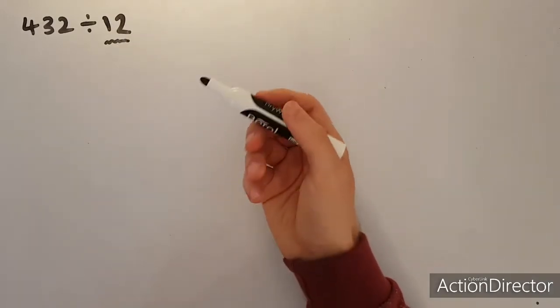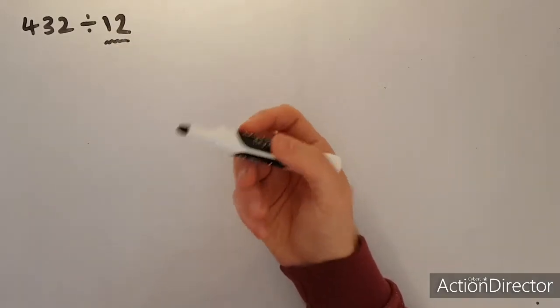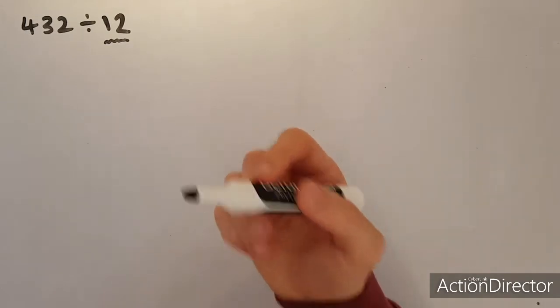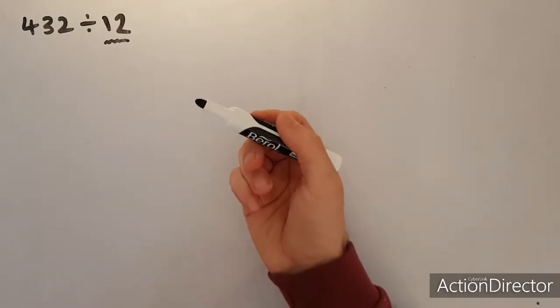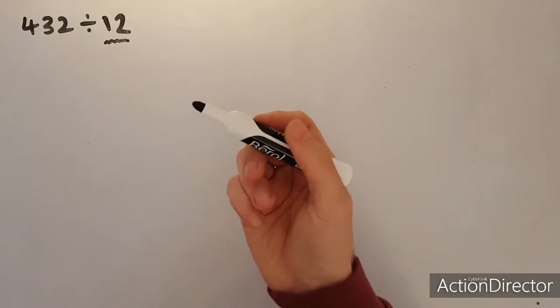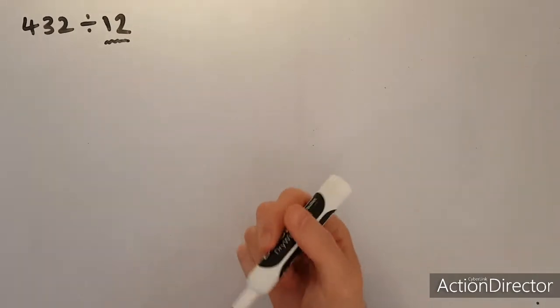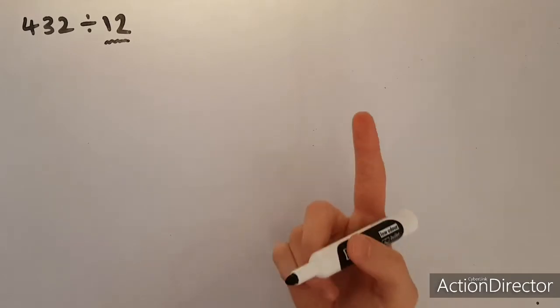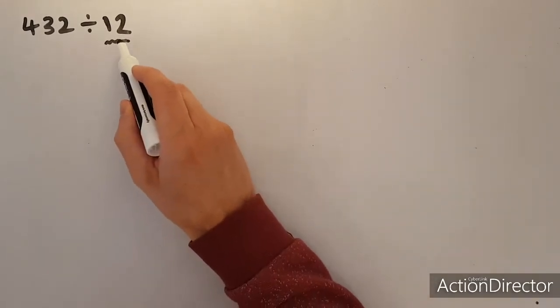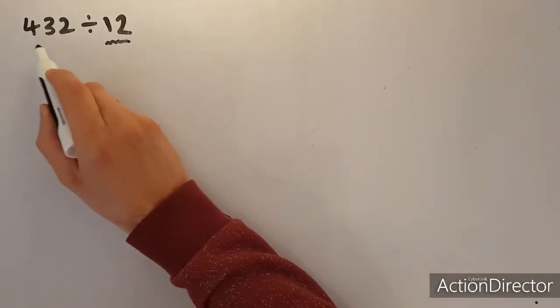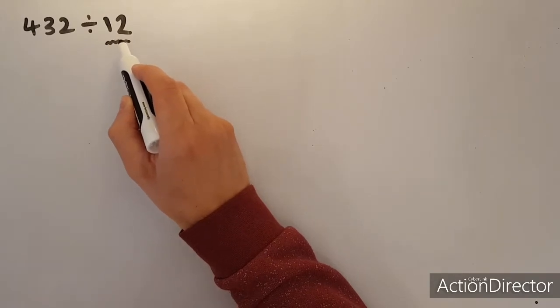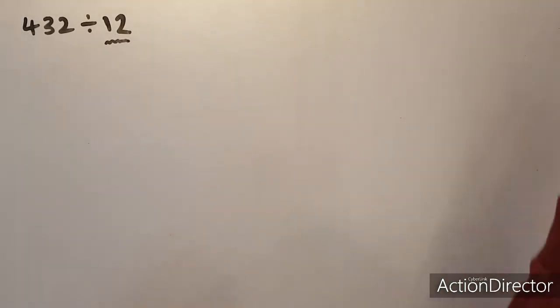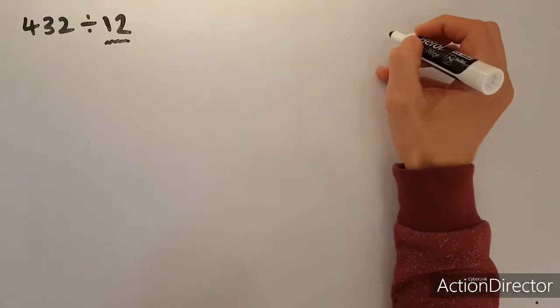Before you start any long division, there's some preparation to do first. I really recommend doing the prep work, as it makes your actual division calculation quicker and more accurate. The first bit of prep is to write the multiples of the divisor. In this calculation, our divisor is 12, so I need to write the first 10 multiples of 12. I'm going to make a little note of it over here.